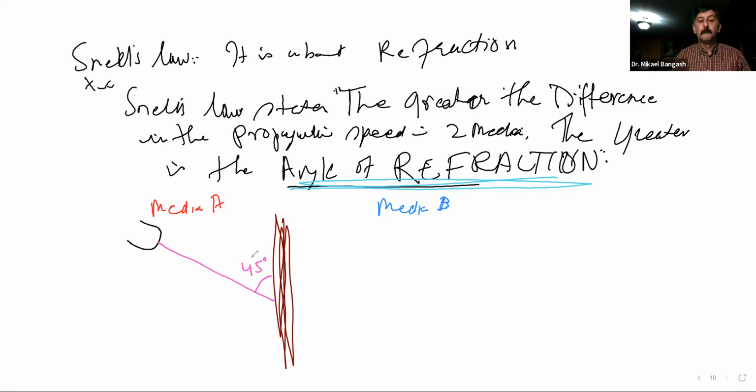Now we can say that we also have uneven impedances between the two media, and that's going to cause a reflection. And what we already said is that the angle of reflection is going to be equal to that of the incidence. Clear?